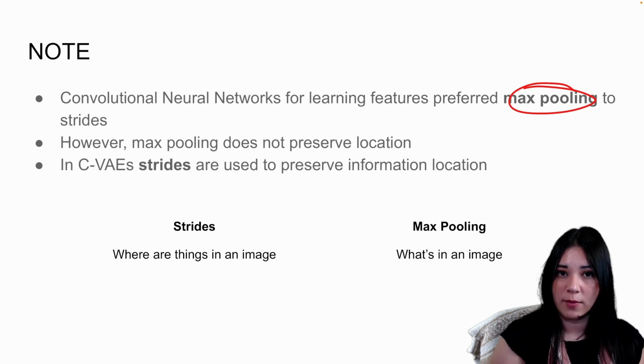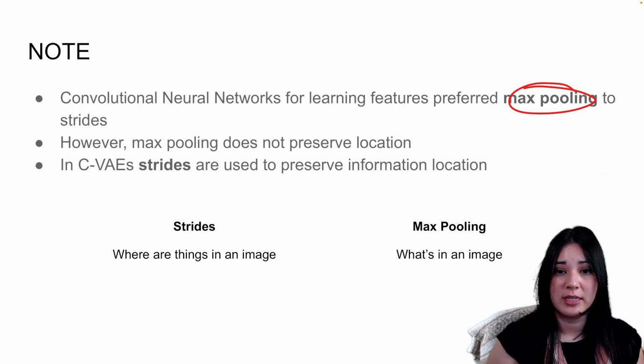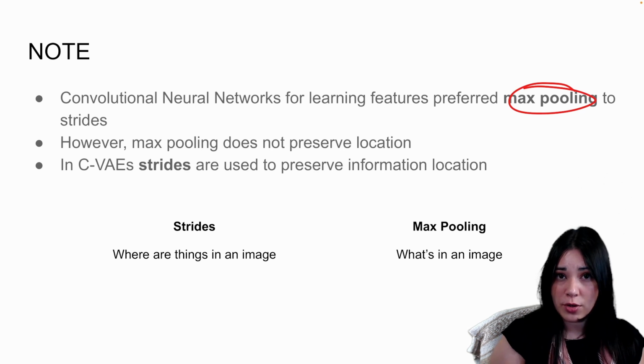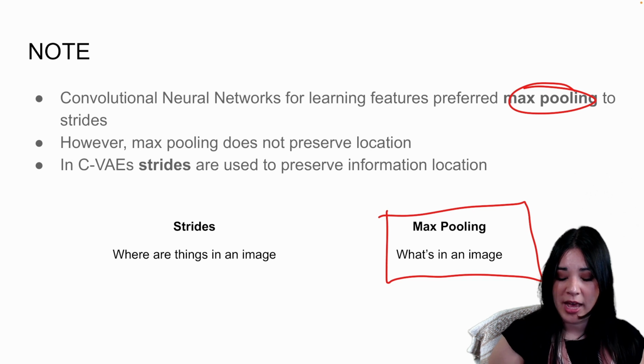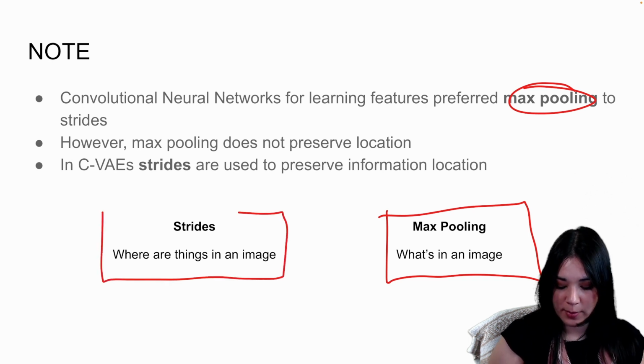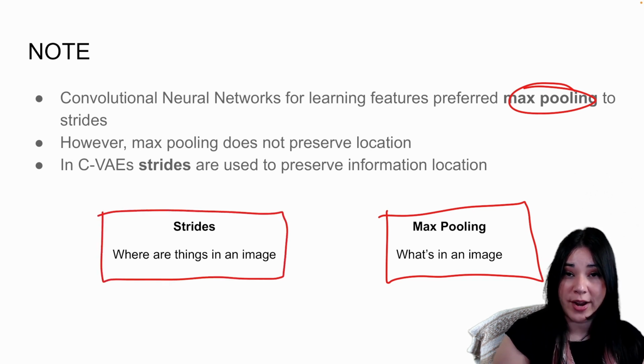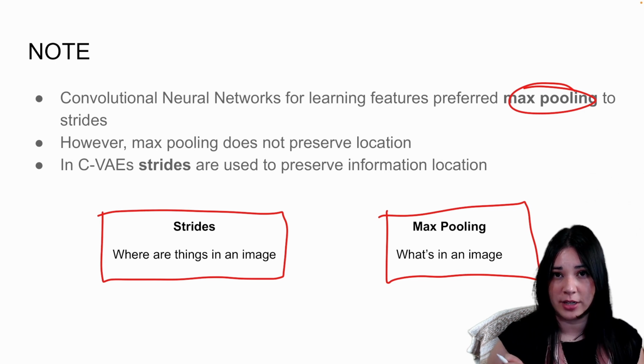Thus, when we use convolutional variational autoencoders, we often use strides rather than max pooling in order to downsample because it preserves the information about the location of objects in an image. As a general rule, you should use max pooling when you care more about what is in an image, and you should use strides for downsampling when you care more about where things are in that particular image.